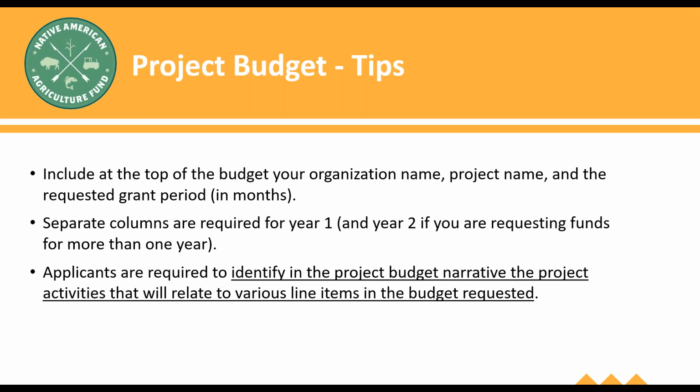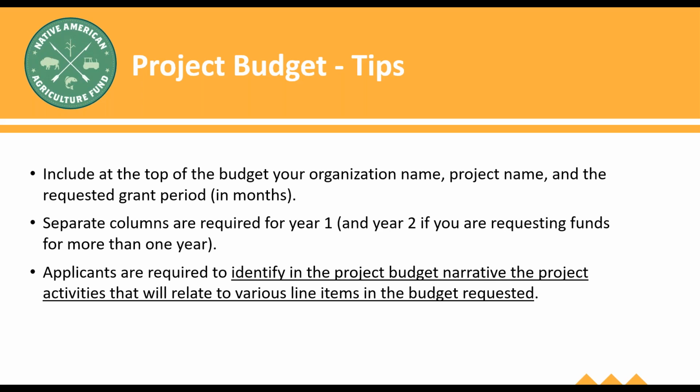Include at the top of your budget forms your organization name, your project name, and the requested grant period in months. You're going to use separate columns. You don't have to do a 2-year project. What we have found over time, 30 years of time, is that it's sometimes hard to get a 1-year project up and running in 1 year. So think creatively. We're looking for up to 2 years. We're fine with a 1 year, but really think strategically about how long it's really going to take you to get up and running.